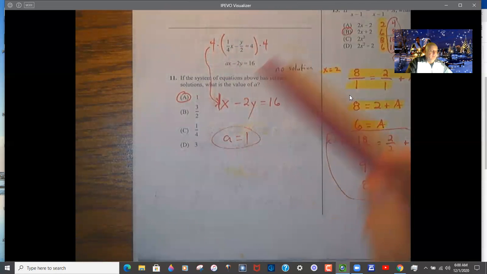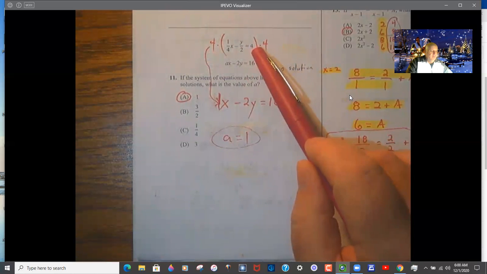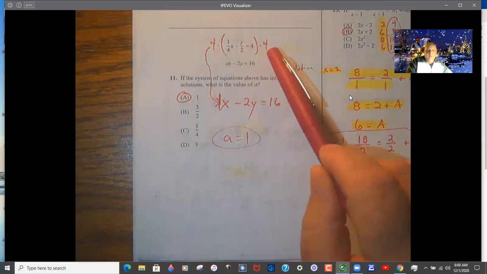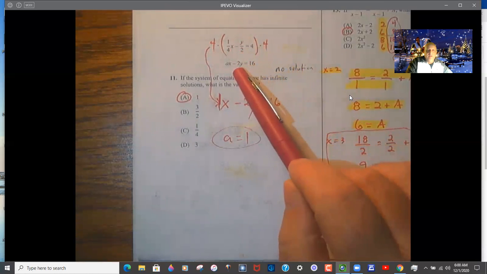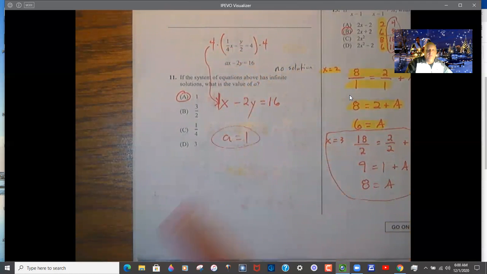And so obviously the 4 to 16, that number would be 4. So it produces 16, and then 4 times negative 1/2 would be negative 2. And then 4 times 1/4 would be 1. So A needs to be 1. Again, the concept has to be that one row is a perfect multiple of the other.